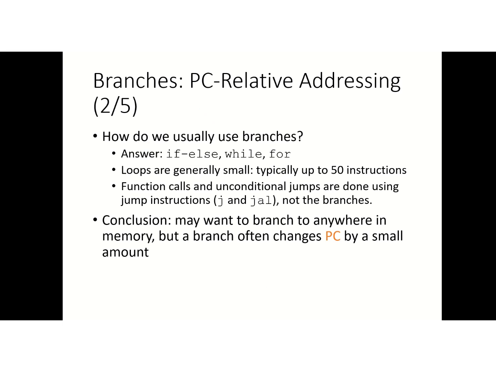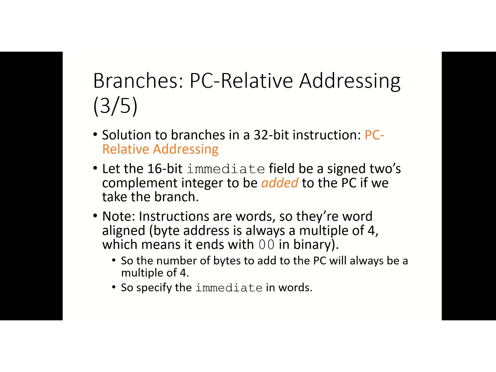Now, how do we usually use branches? In C++, you learn about if, else, while, for. So these are branches in assembly language. Loops are generally small, typically up to 50 instructions. Function calls and unconditional jumps are done using the jump instructions, J and JAL, not the branches. So in conclusion, you may want to branch to anywhere in memory, but a branch often changes the PC by a small amount.